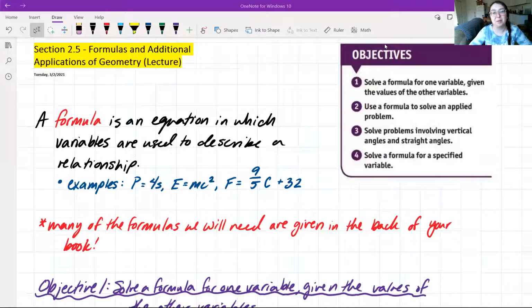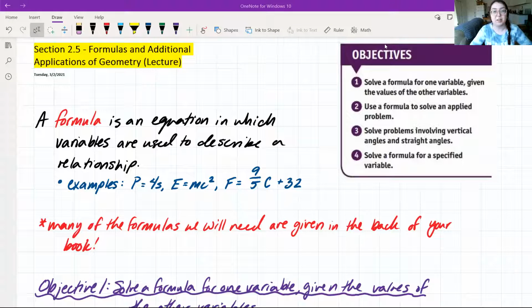Hello everyone. Today we're going to be going over section 2.5, which is going to be about formulas and additional applications of geometry. So we have four objectives. Our first objective is to solve a formula for one variable given the values of other variables. 2, use a formula to solve an applied problem. 3, solve problems involving vertical angles and straight angles. And 4, solve a formula for a specified variable.